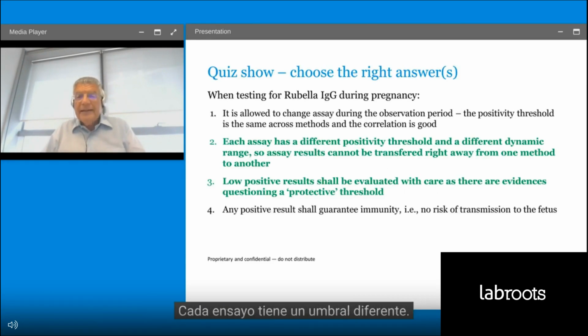Each assay has a different threshold, but most are around 10 units per ml, though some of them are not at that level. They also have a different dynamic range, and the results cannot be transferred from one assay to another. This is exactly what happened also for toxo IgG. And this is the bad news, if you wish: a low positive should be evaluated with care.